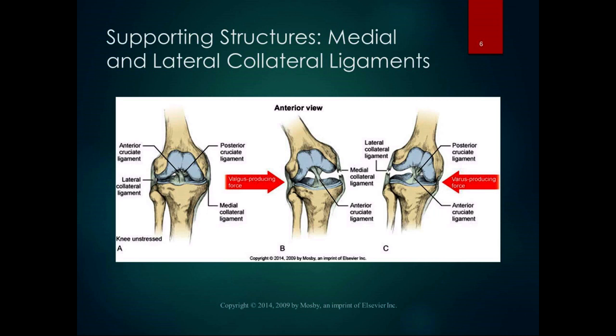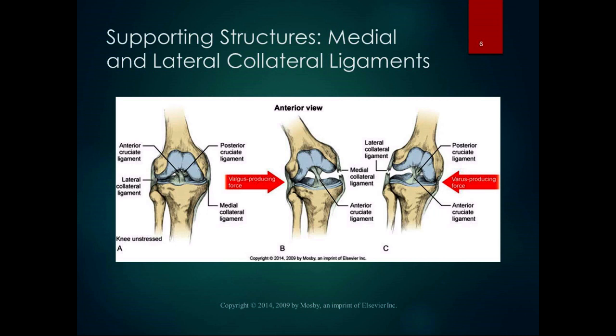The valgus producing force, which is coming laterally, moving medially, is more common because it's pretty hard to hit someone on the inside of their leg, if you can think about it that way. That stresses the ACL and it stresses the medial collateral ligament. The varus producing force, which is going medially to laterally, is less common. It stresses the PCL and the lateral collateral ligament.